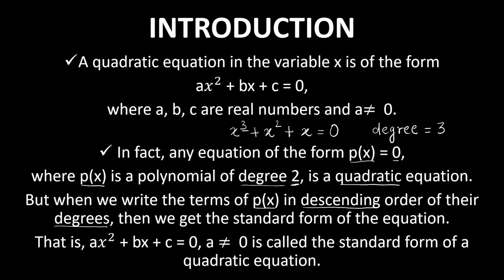Then we get the standard form of a quadratic equation, which is ax square plus bx plus c equal to 0. Here also a should not be equal to 0, and that's why this entire expression ax square plus bx plus c equals to 0 is called the standard form of a quadratic equation. Now we are going to learn more about the standard form of a quadratic equation.